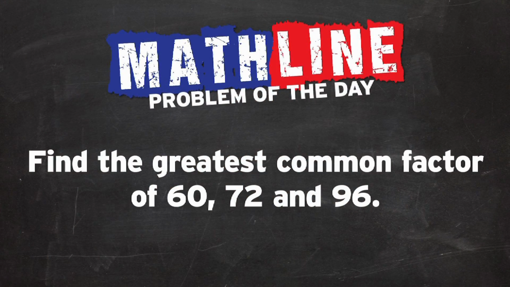Let's see what we got started out with, our problem of the day. This one is a little bit lower keyed than the past few that we've had. This one says find the greatest common factor, that's called a GCF, of 60, 72, and 96. So once again, we're going to find the greatest common factor of 60, 72, 96. Whew, some big numbers, you say. Well, let's see if we can figure out a way to tackle this problem.